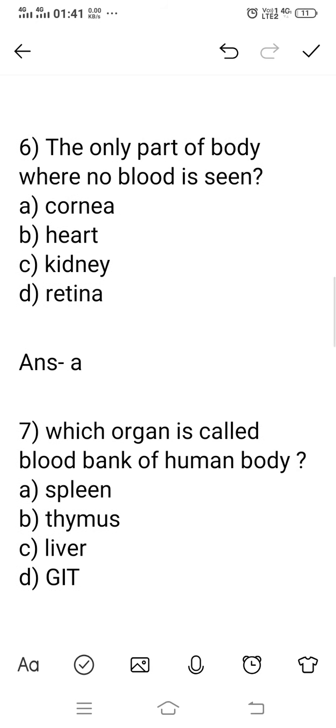Question number 6. Name the part of the body where no blood is seen. Option A cornea, option B heart, option C kidney, option D retina. So the right answer is cornea. Cornea is the only part of the body where no blood is seen.